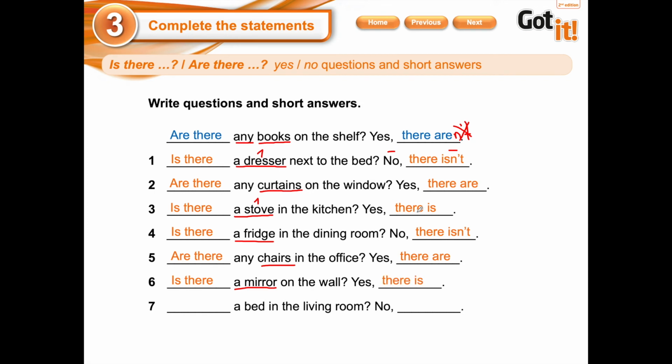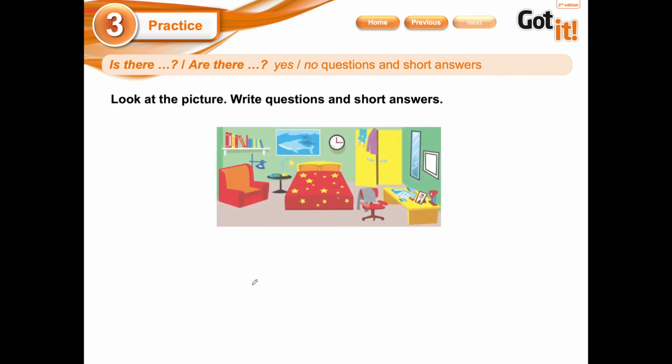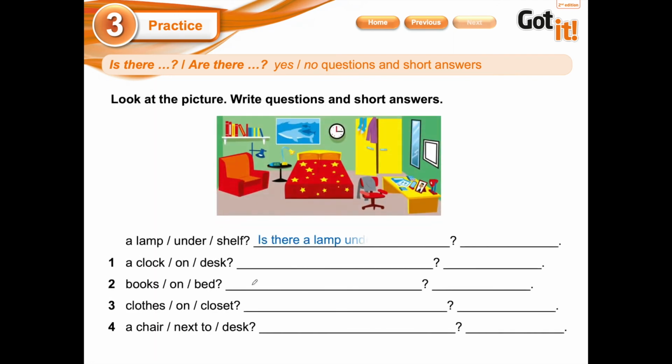Let's go with number 7. A bed in the living room. A bed, the same as here. So, is there a bed in the living room? No, there isn't. Excellent. Okay, now we're going to continue with the other exercise. This is a little bit more complicated. Here we have a picture, and we're going to write questions and, of course, answer those questions.